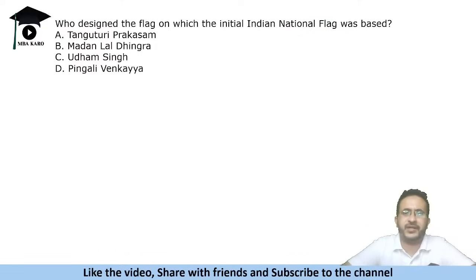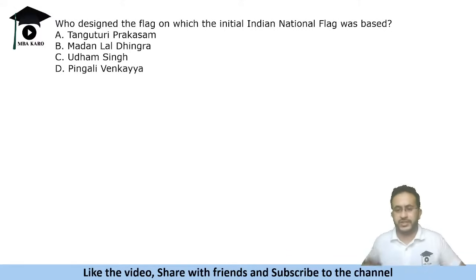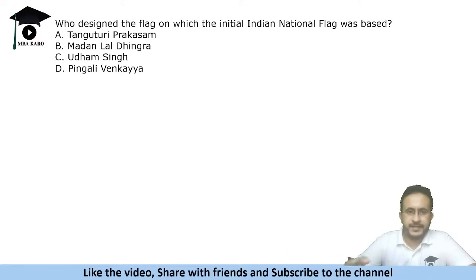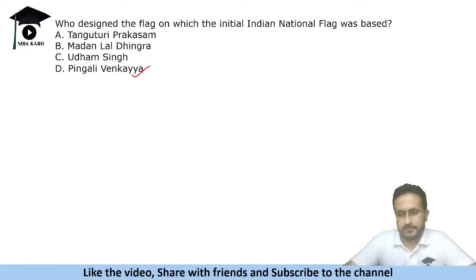Who designed the flag on which the initial Indian national flag was based? So initial जो national flag था, that was based on who was the designer of this? Rajgopalchari won the Bharat Ratna in 19. सो ये अगर फैक्ट पता है, दिस इज एन इम्पोर्टेंट फैक्ट टू नो. ऐसी चीजें कुछ पता होनी चाहिए अबाउट सच इम्पोर्टेंट पीपल. Yes, the right answer is Pingali Venkayya. Okay, correct.